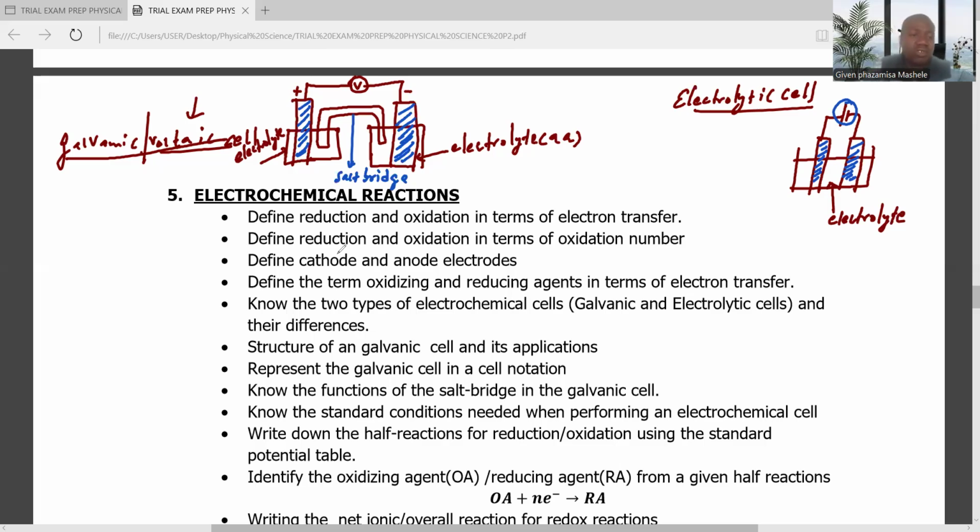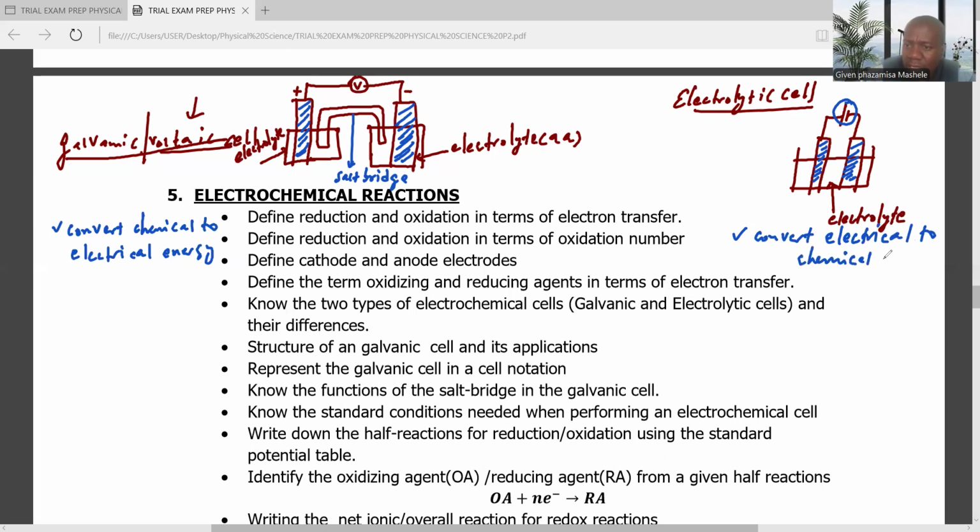Now, the difference between the two is that, number one, in a galvanic cell, we convert chemical energy to electrical energy. It means a galvanic cell uses chemicals to produce electricity, but this one uses electricity to produce chemicals. So it converts electrical energy to chemical energy. It's very important.